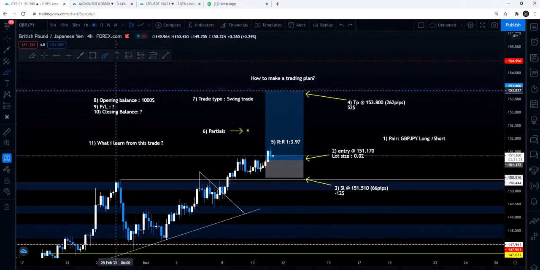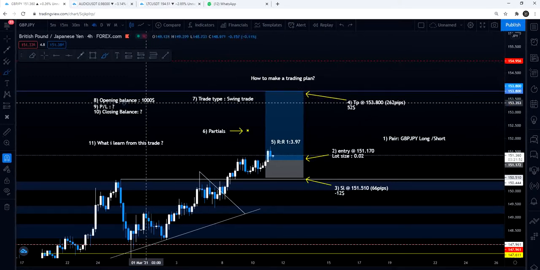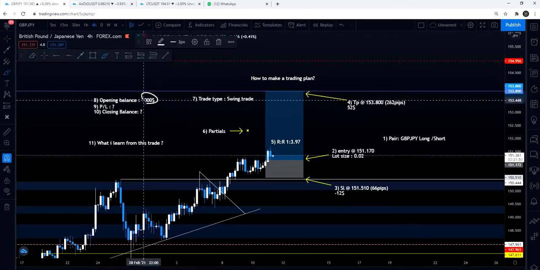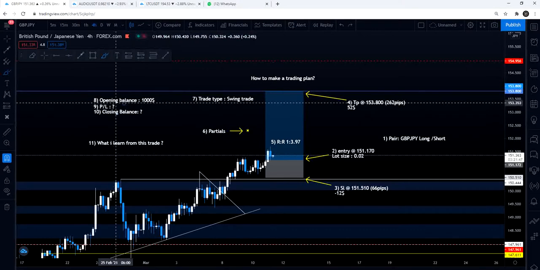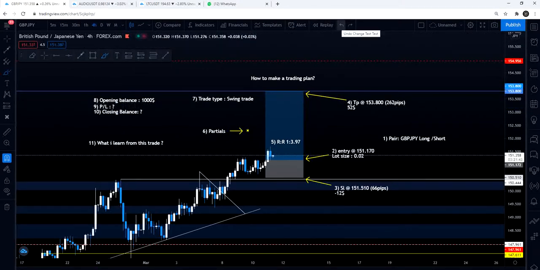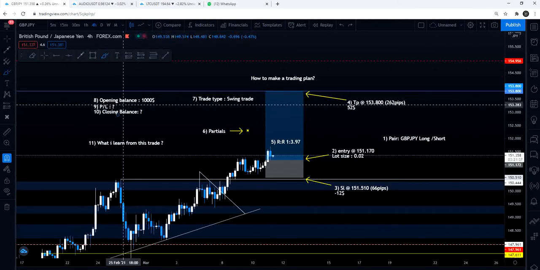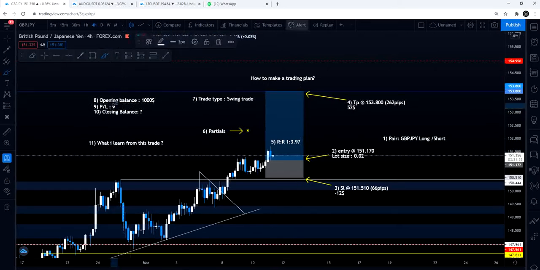After this, we have to mention opening balance. That means your actual account balance while taking a trade. So let's take an example. I have $1,000. After that, I have to make the ninth point, that is profit or loss, P and L. Whether while closing this trade I am in profit or loss, I have to mention that number here.